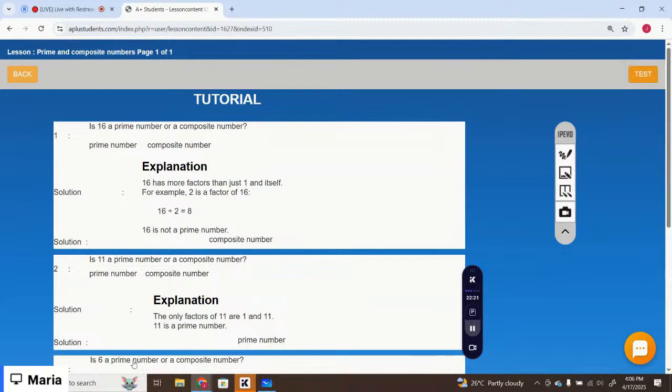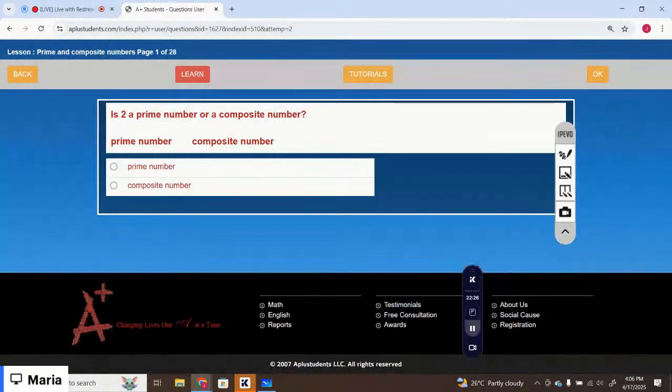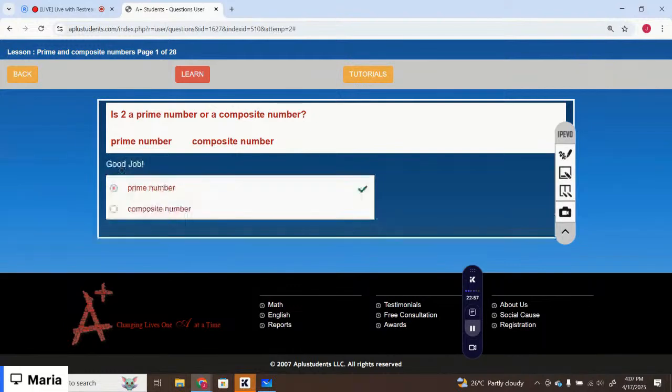Let's just start with the test question. Is 2 a prime number or a composite number? So which is the correct option? 2 is a prime number. Option number 1 is the correct option. Prime it is.